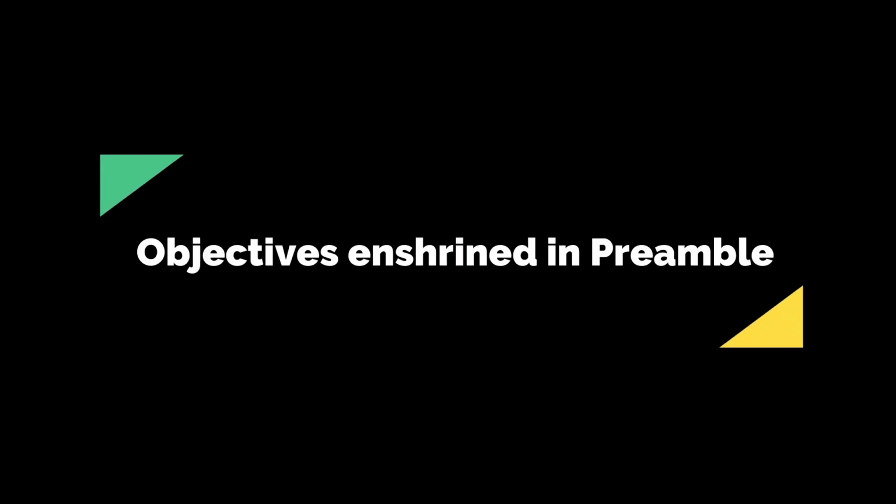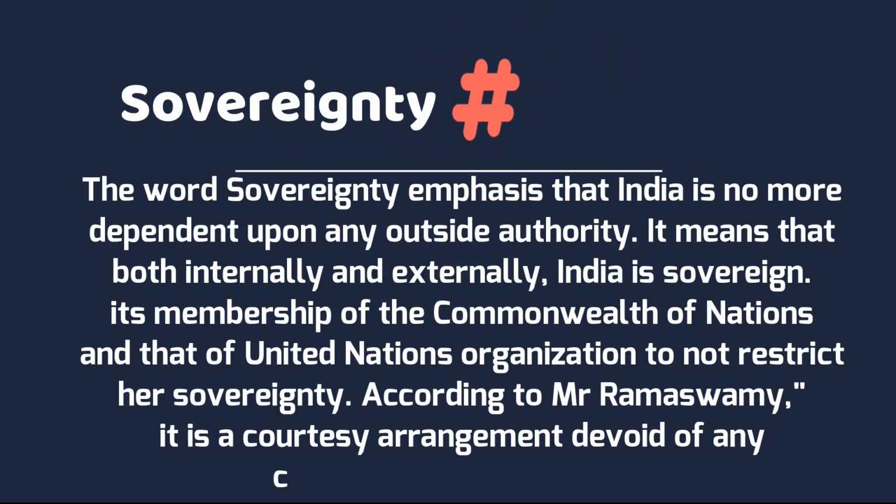Now let's talk about the objectives enshrined in the Preamble. The first one is sovereignty. The word sovereignty emphasizes that India is no more dependent upon any outside authority. It means that both internally and externally, India is sovereign. Its membership of the Commonwealth of Nations and of the United Nations Organization does not restrict her sovereignty. According to Mr. Ramaswamy, it is a courtesy arrangement devoid of any constitutional significance.